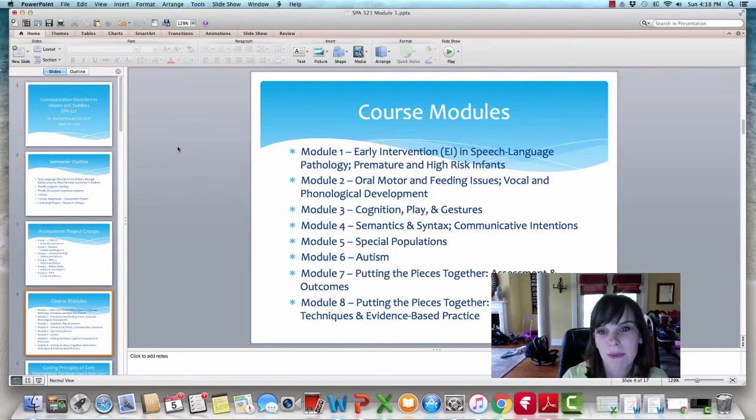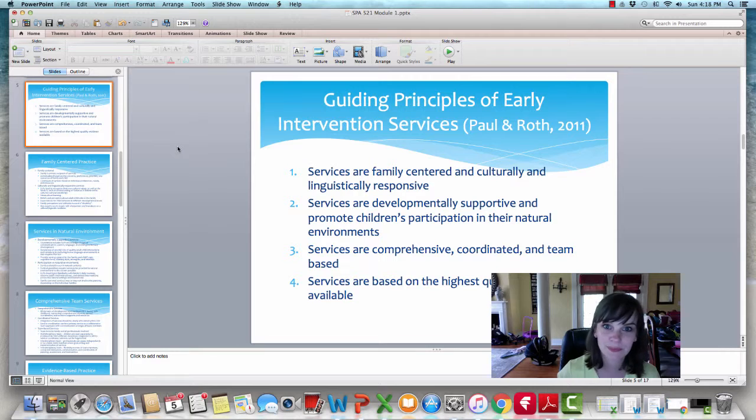The way this course is set up, I've set it up in modules, so we'll discuss 8 modules over the 8-week course period. Module 1, which is this module right here, is Early Intervention, or EI for short, in speech-language pathology, as well as premature and high-risk infants. Module 2 is Oral motor and feeding issues, vocal and phonological development. Module 3 is Cognition, play, and gestures. Module 4, Semantics and syntax, communicative intentions. Module 5, Special populations. Module 6, Autism. Module 7, Putting the pieces together, assessment and outcomes. And finally, Module 8, Putting the pieces together, intervention techniques and evidence-based practice.